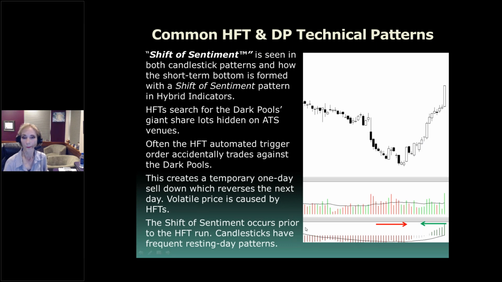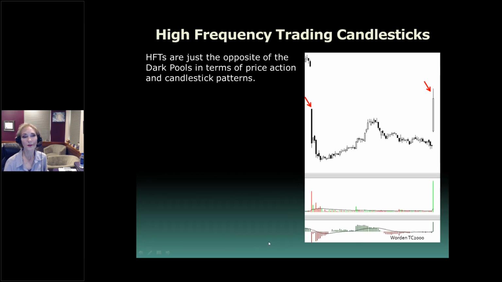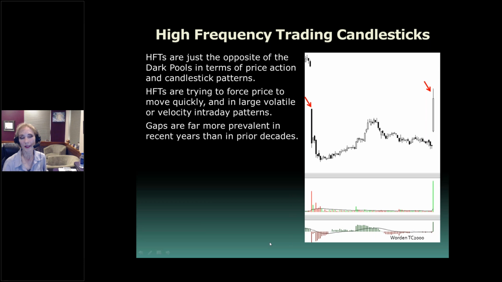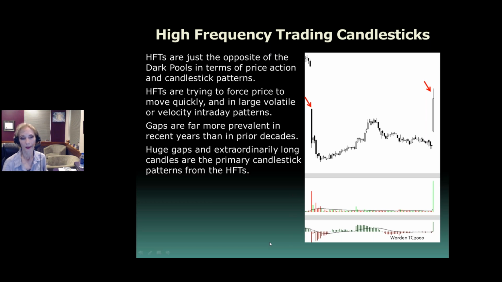take off. HFTs are just the opposite of dark pools in terms of price action and candlestick pattern. HFTs are trying to force price to move quickly and in a large volatile or velocity intraday patterns within 1 to 2 minutes. Gaps are far more prevalent in recent years than in prior decades, and they happen at market open. Huge gaps and extraordinarily long candles are the primary candlestick patterns from HFTs, not dark pools.